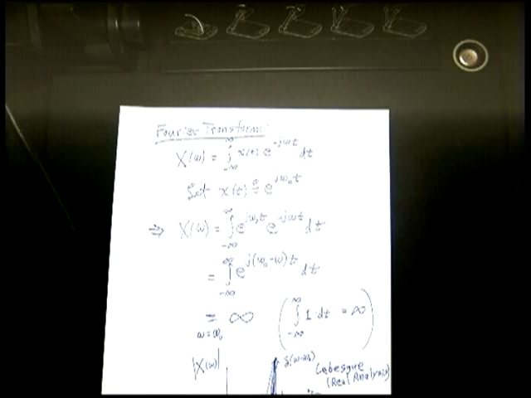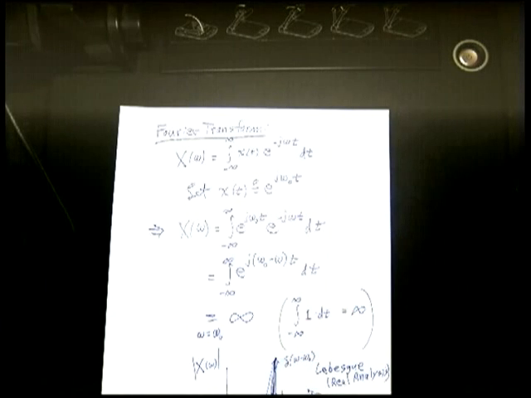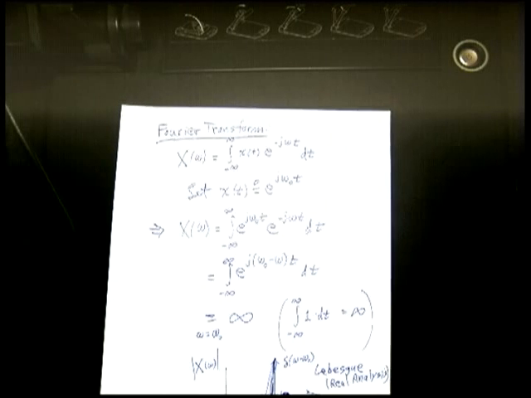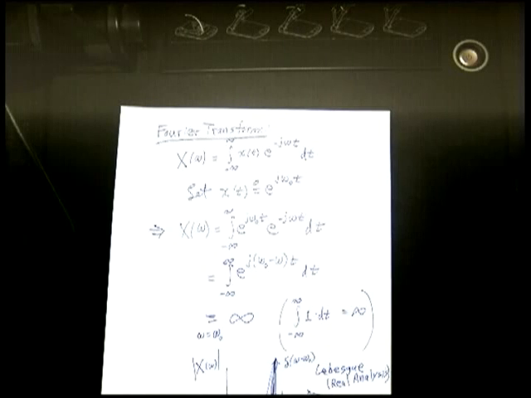And you can see that if I made it e to the minus j omega 0 t, then I would blow up at minus omega 0. So you really do get that difference between omega 0 and minus omega 0, that the impulse moves. So that is seeing positive and negative frequencies in the Fourier transform.